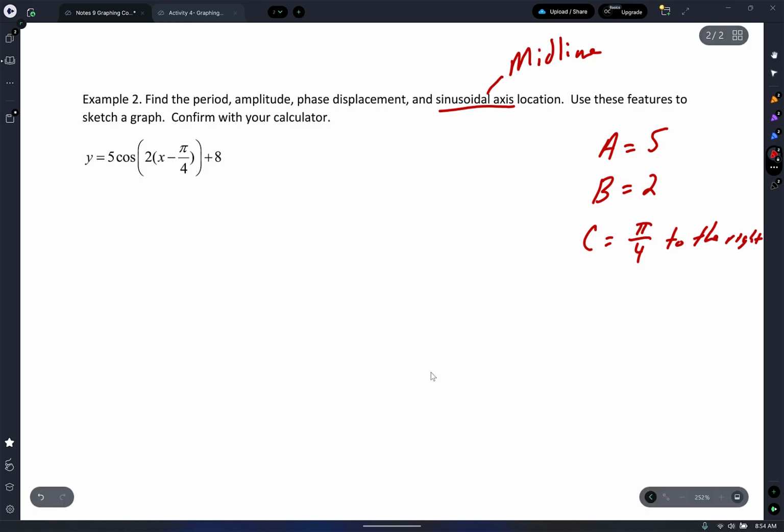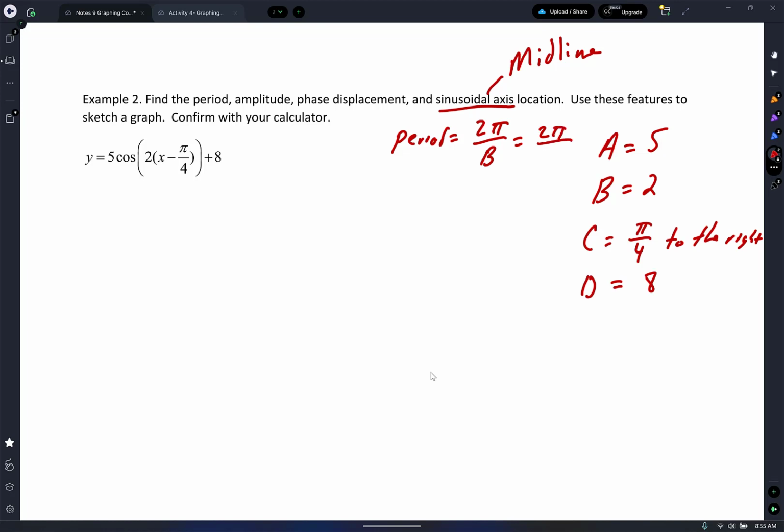Sometimes I just write pi over 4. And the D is 8. Is everyone okay? All right, the period. So I'm going to write period. I know period is 2 pi divided by B. So 2 pi divided by 2. So I get a period of pi. Are we still okay?